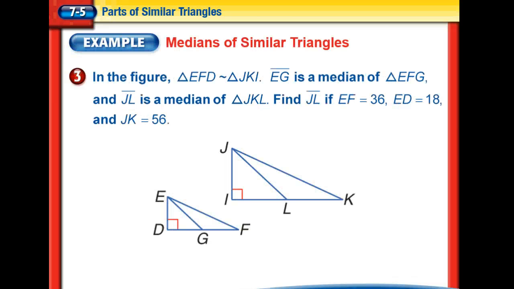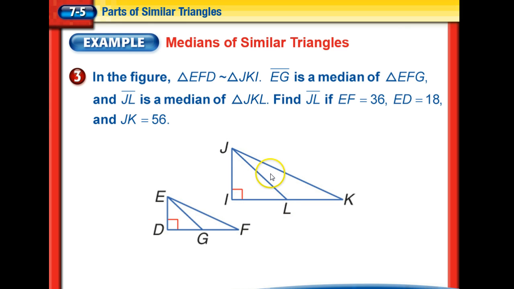Okay, here we are with another example, and we're talking about medians. So remember, a median divides the opposite side into two congruent pieces. So even though they're not marked, I know that DG is congruent to GF. I know that IL is congruent to LK. So here they tell us that the two triangles are similar. EG is a median of triangle EFG, JL is a median of triangle JKL.